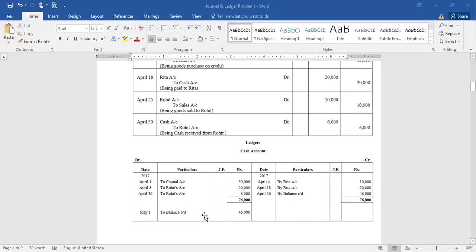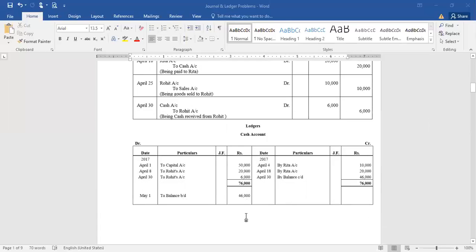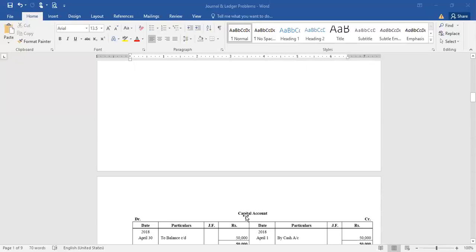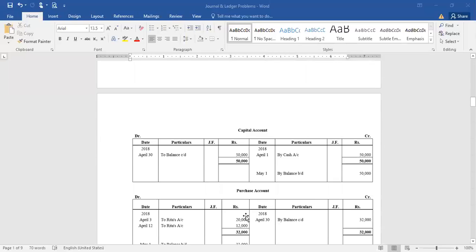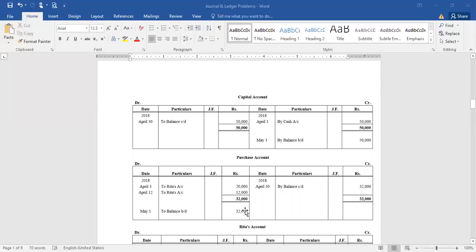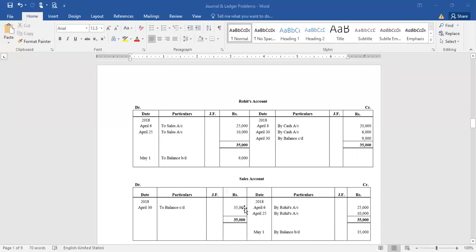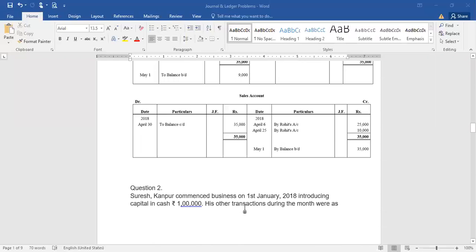carried forward, brought forward for the next month. There is a to balance brought down, that is rupees 46,000. So in this manner, we have to open every ledger account, whatever the account mentioned in the journal entries: capital account, purchases account, Rita's account, then Rohit's account, sales account.